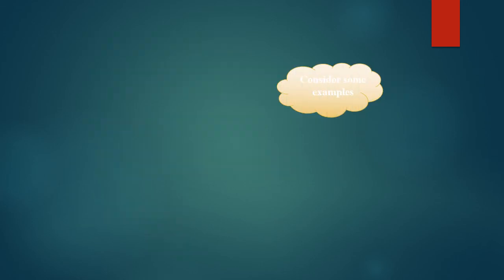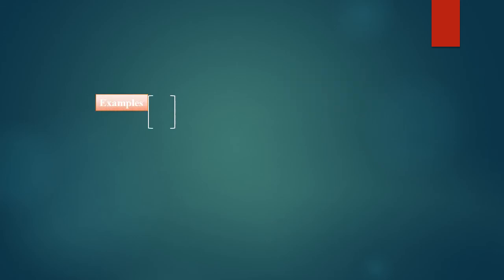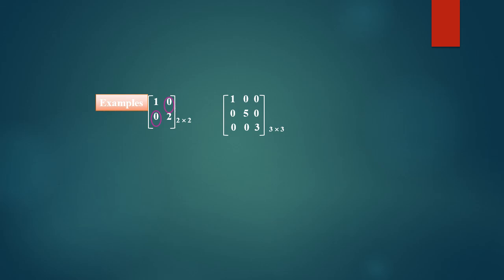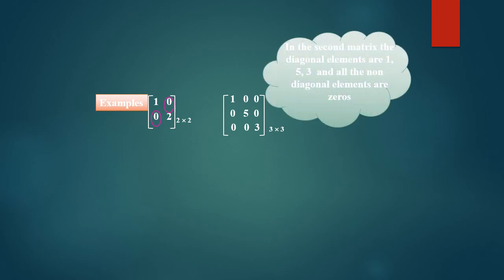Next, consider some more examples. Matrix 1 0 0 2, matrix 1 0 0 0 5 0 0 0 3. So in the first matrix the diagonal elements are 1 and 2 and all the non-diagonal elements are 0. Similarly, in the second example the diagonal elements are 1 5 3 and the non-diagonal elements are 0.